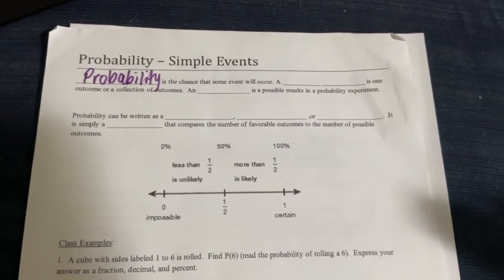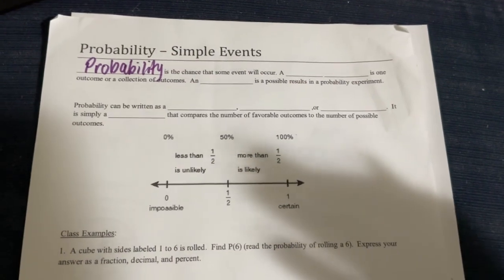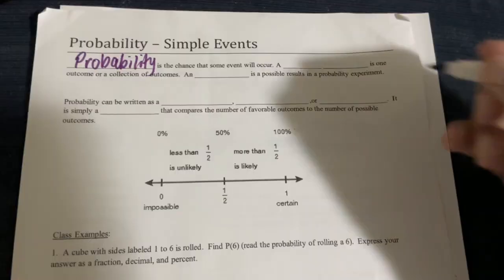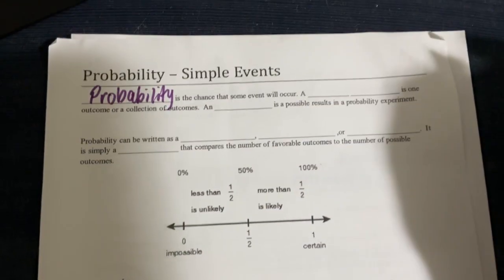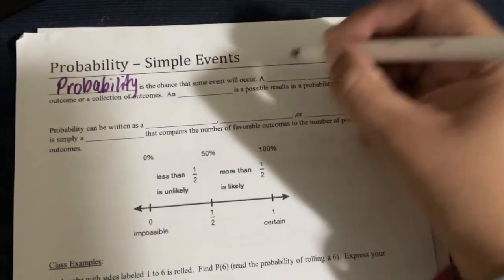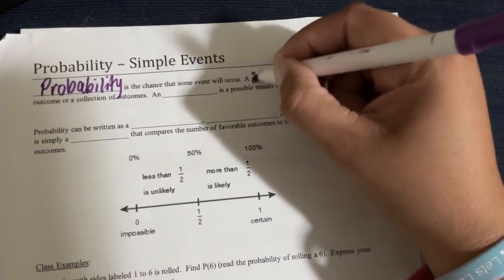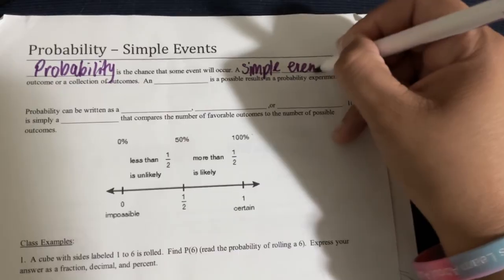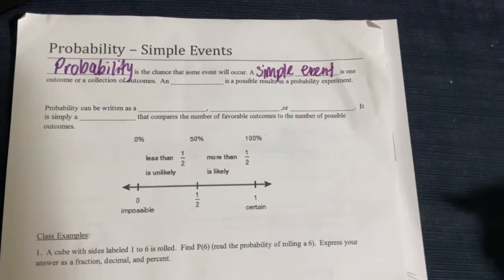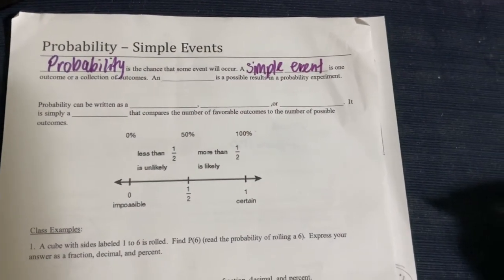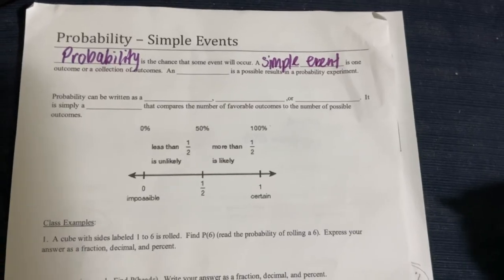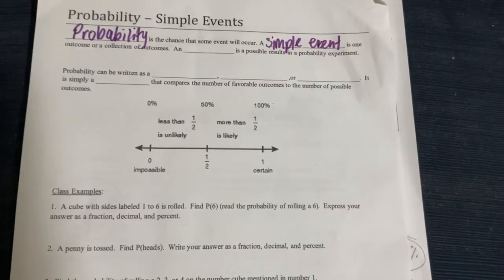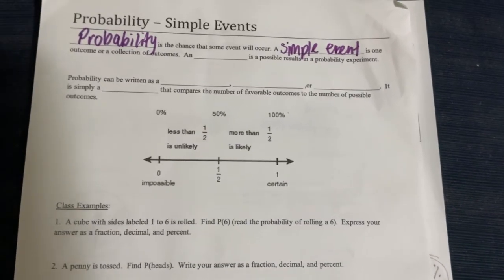So one of the examples of probability is a simple event. A simple event is just one outcome, that one occurrence. So a simple event is just that one outcome or a collection of outcomes. Typically, for example, if I only have one spinner, or if I only flip the coin one time.